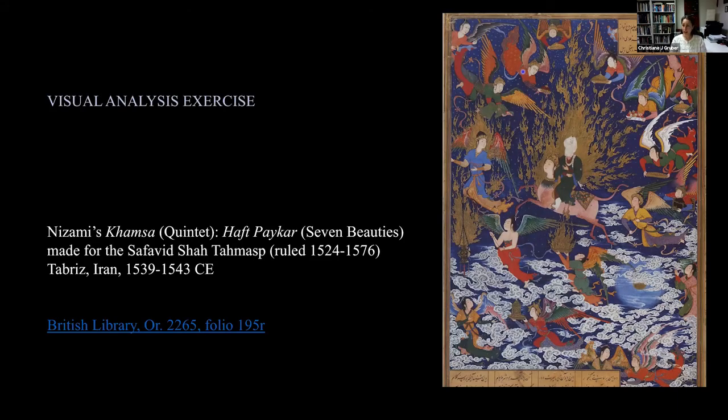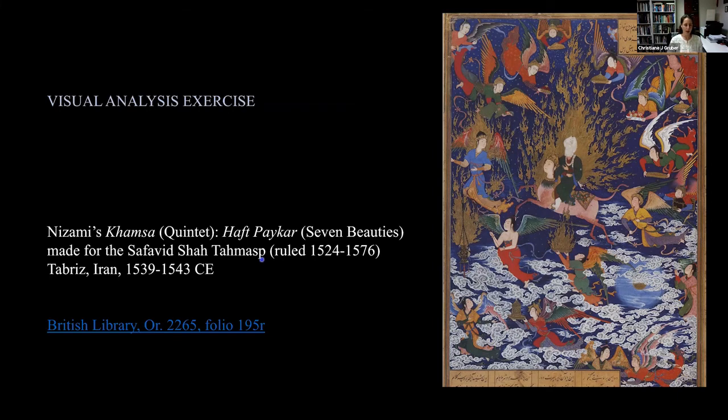This is a painting of the Prophet Muhammad, which is included in a Persian illustrated manuscript. It was made in Iran right around 1540 for a ruler of a dynasty known as the Safavid dynasty. And that ruler's name is Shah Tahmasp. Shah Tahmasp was a staunch Shi'i, so not a Sunni, a Shi'i, and he implemented all sorts of procedures to further Shi'ify Persian lands.